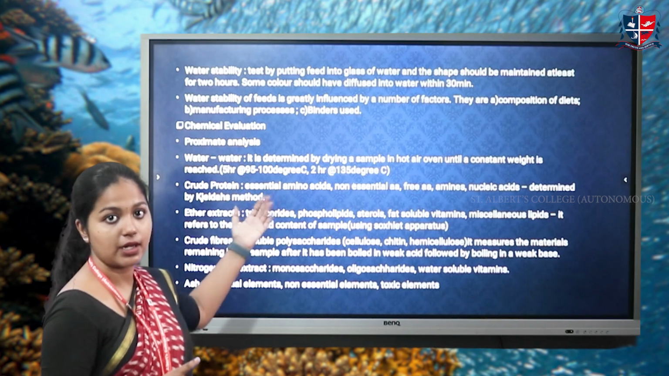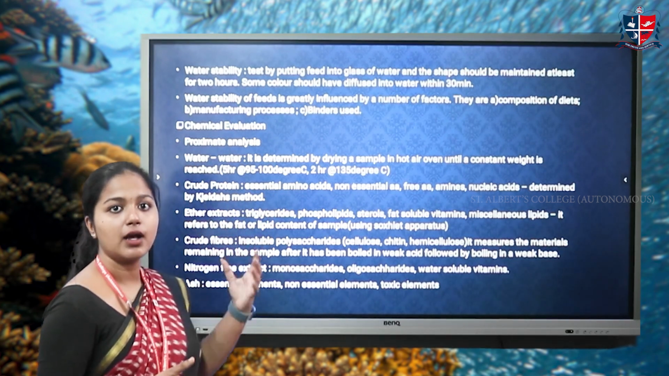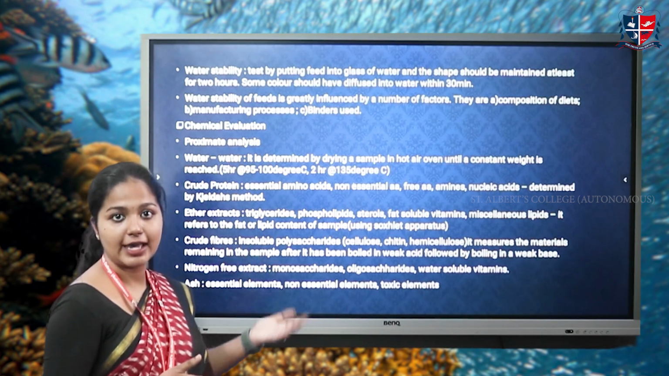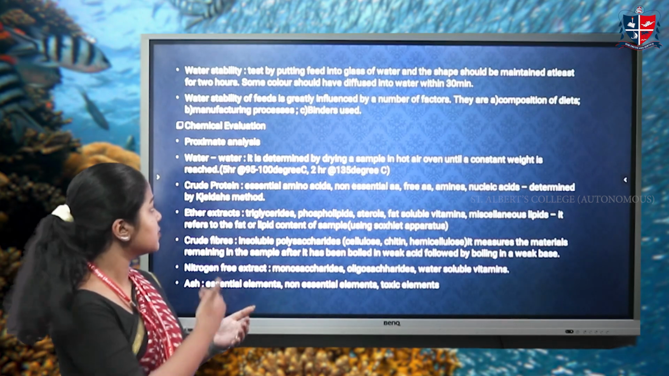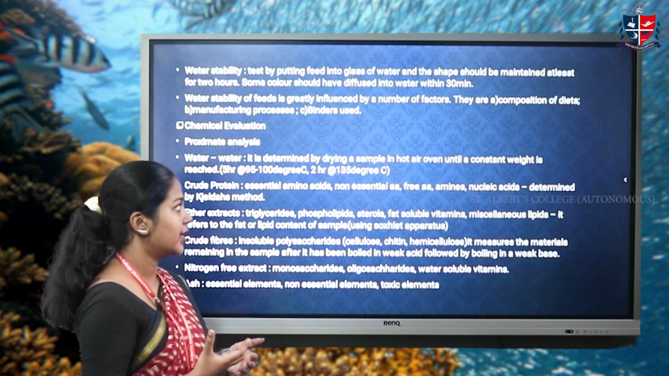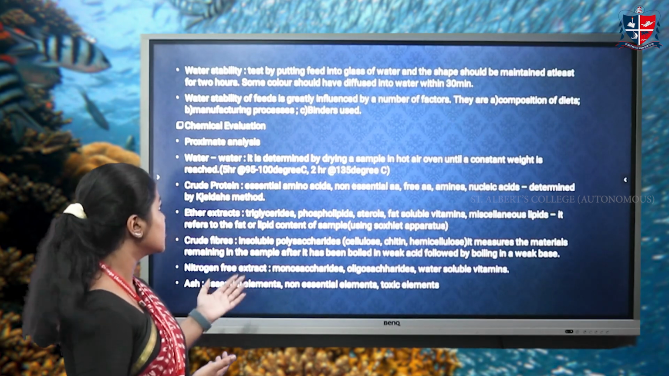Next come the chemical evaluation methods, and these include the proximate analysis of different components like crude protein, fiber, ash, then amino acids, water, etc. So first we will see the water. Water is determined by a test where a sample is taken and dried in a hot air oven. And next one is the crude protein.